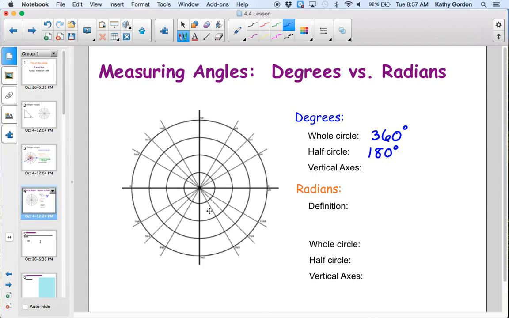And then our vertical axes, positive y-axis is how much? 90. And the negative? 270. So those are kind of the place markers along the circle. You got 0, 90, 180, 270, and then back to 360. That's one rotation around our circle in degree measure.